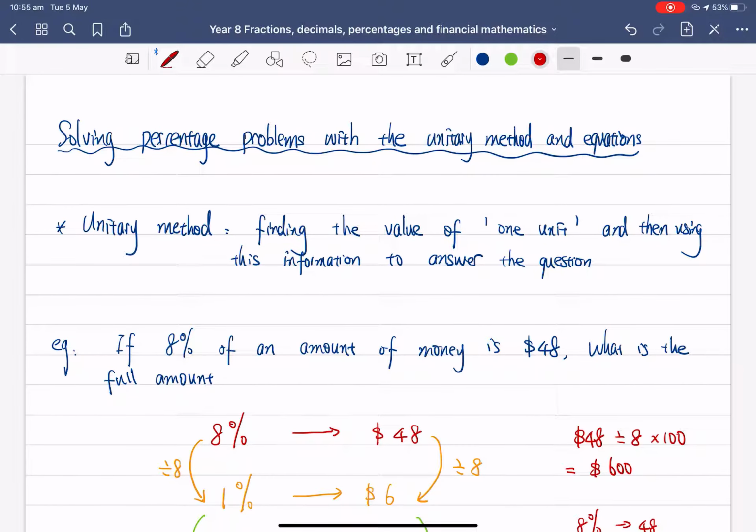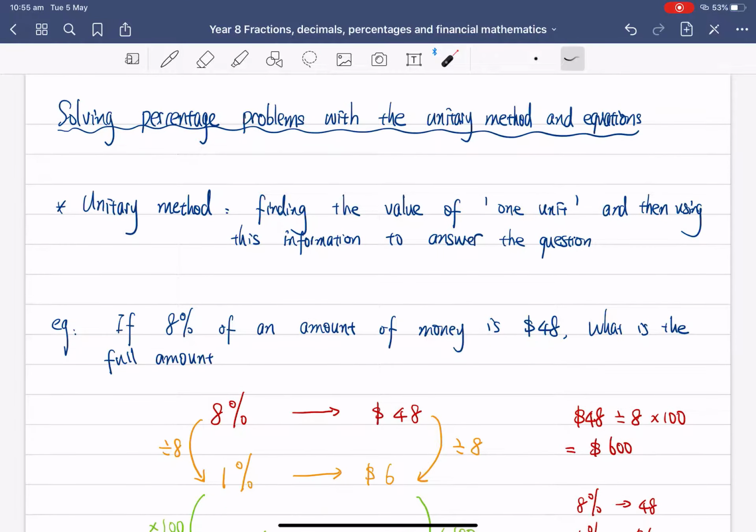Okay, so in this lesson I'd like to show you how to solve percentage problems using the unitary method. Firstly, you need to understand what a unitary method is. A unitary method is finding the value of 1 unit. This is really important: understanding finding 1 unit. And then we use this information to answer the question. Alright, so let's have a look at the first question here.